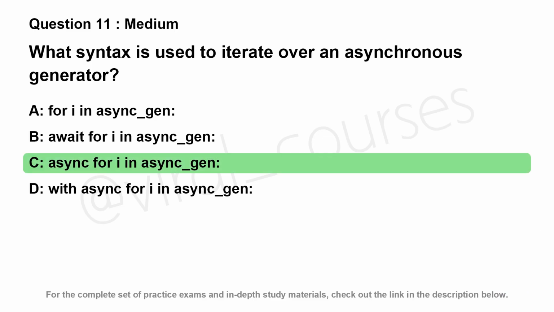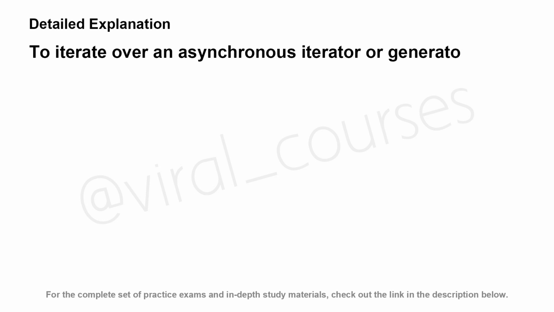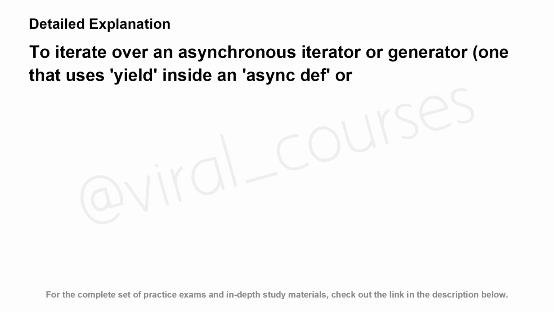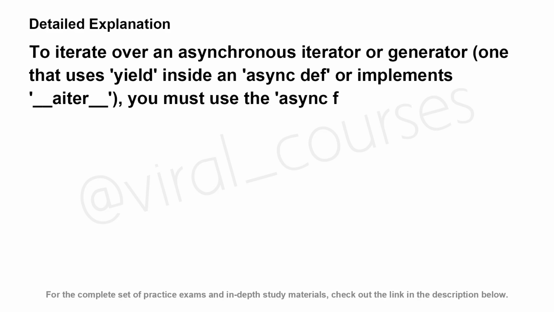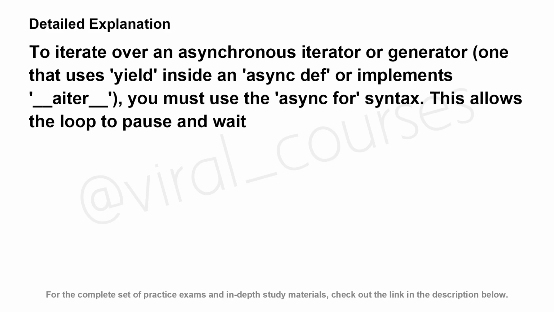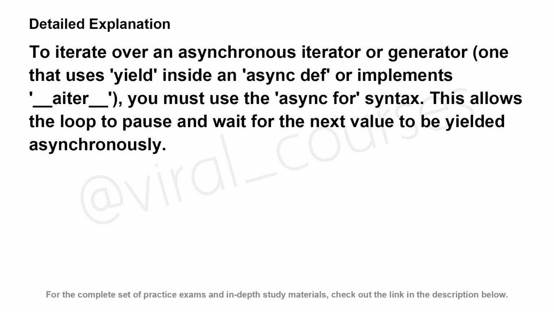The correct answer is C. To iterate over an asynchronous iterator or generator, one that uses yield inside an async def or implements __aiter__, you must use the async for syntax. This allows the loop to pause and wait for the next value to be yielded asynchronously.